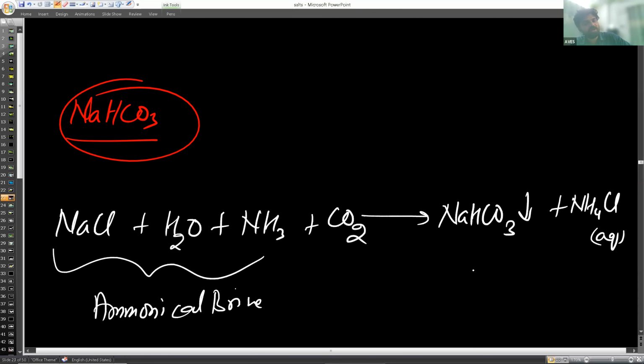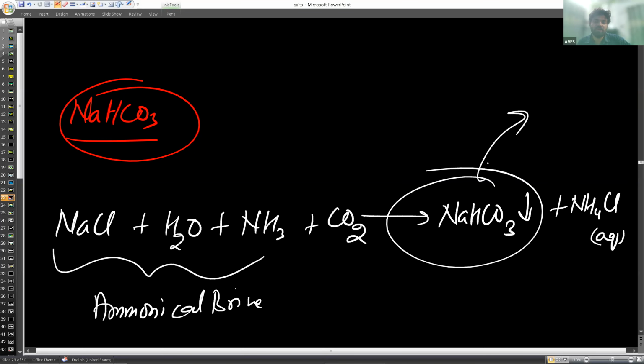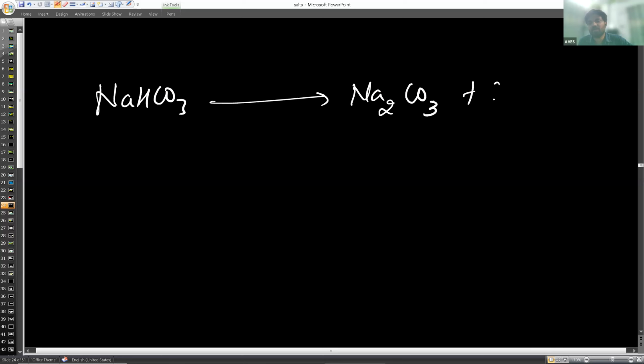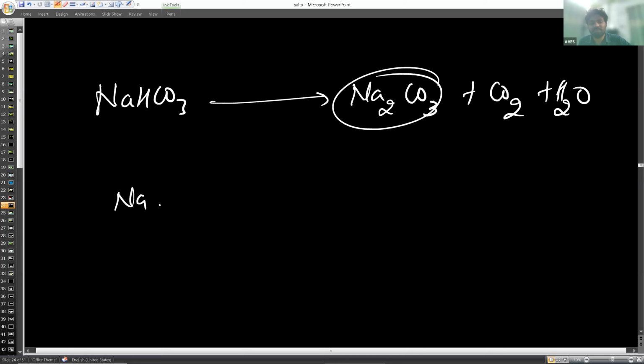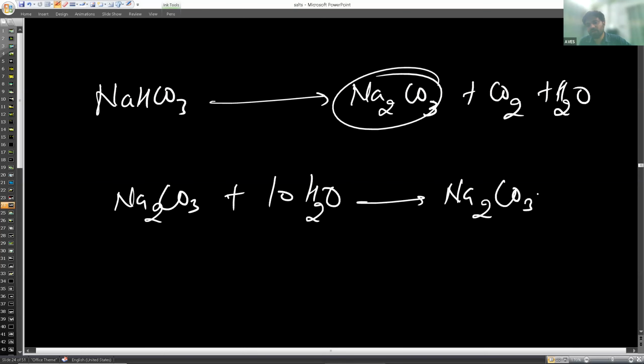This is the reason why this sodium hydrogen carbonate is prepared. Now, you remember how to prepare washing soda? This sodium hydrogen carbonate or baking soda, when we heat it, becomes Na2CO3 plus carbon dioxide plus water. And when you mix it with 10 water molecules, it gives you sodium carbonate decahydrate. So this is the preparation of washing soda.